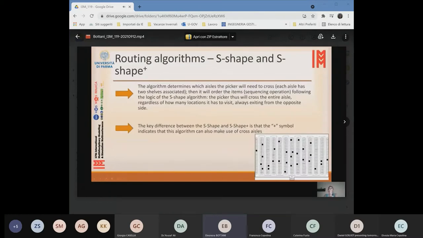About the routing algorithms, S-shape and S-shape plus are quite simple algorithms. S-shape is a simple algorithm in which the picker crosses entirely an aisle in the case it has to take an item from that aisle. Therefore, it is first necessary to determine which aisle should be crossed, and in the case an aisle should not be crossed, of course, it is skipped. The key difference between the S-shape and the S-shape plus is that the symbol plus denotes the fact that in the case the warehouse also has cross aisles, these can be used to change from one aisle to another.